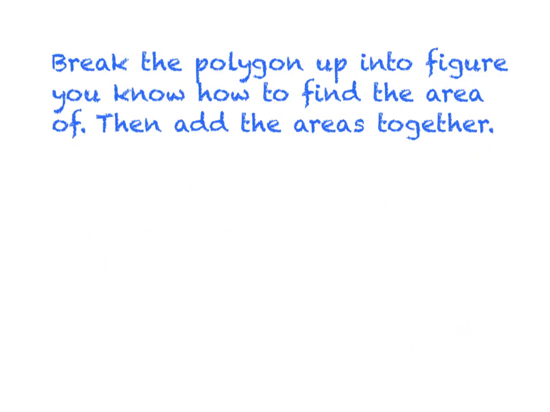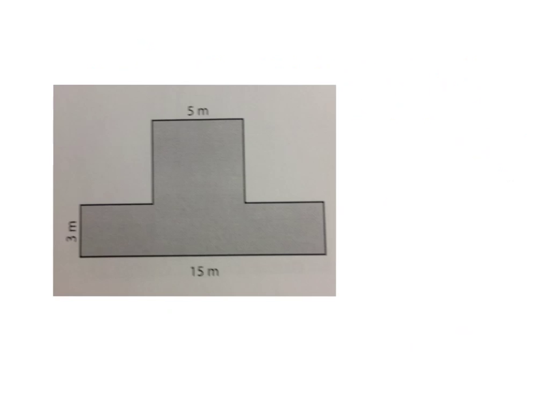So how can you find the area of an irregular polygon? Break the polygon up into the figures that you know how to find the area of. So if you can make a square or a rectangle or a triangle, then go ahead and do that and find the area of the smaller shapes inside the bigger polygon and then add them together. So let's look at this example.